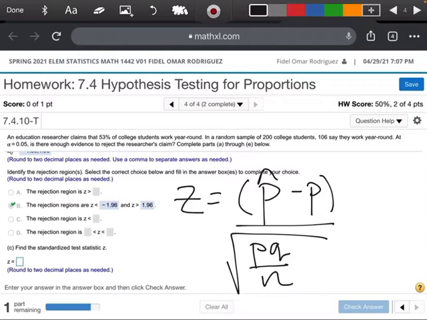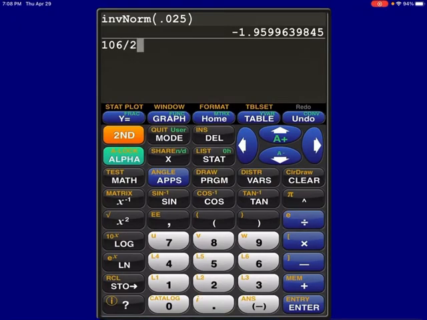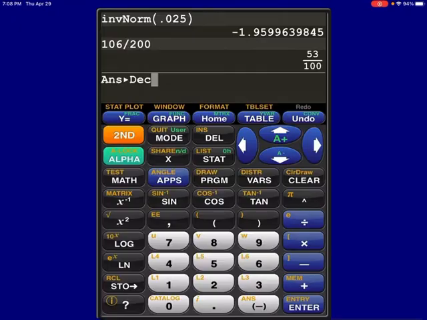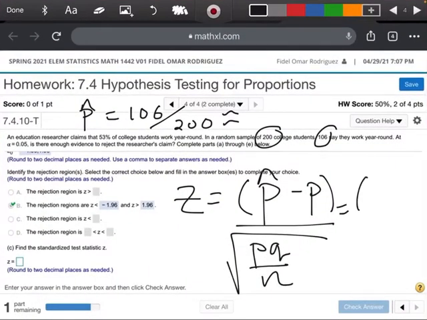The way I'm going to find my p hat is I'm going to take these numbers, 106 over 200, and convert that to a decimal. So let's go like this, 106 divided by 200. I want to make that into a decimal. So 0.53. So this is going to be 0.53 minus 0.53 again, over the square root of p q, so 0.53.